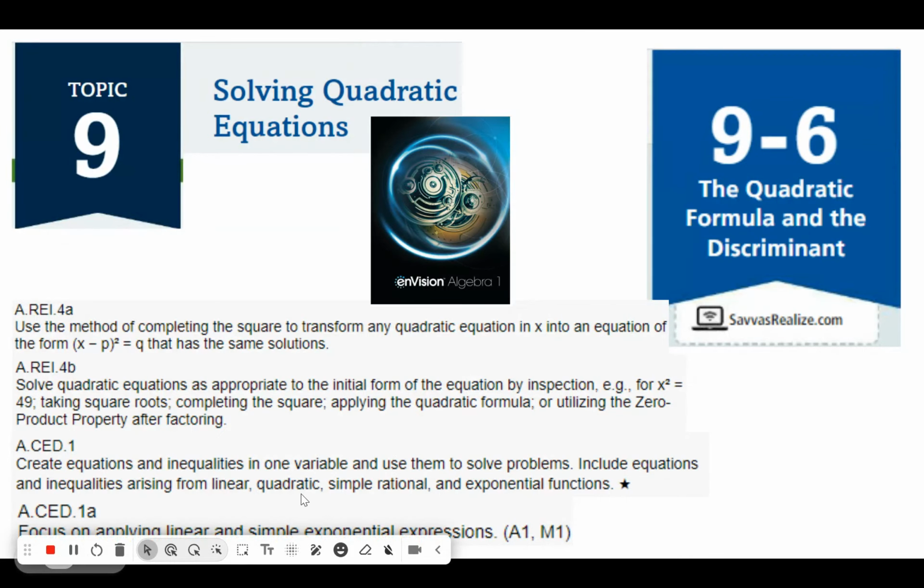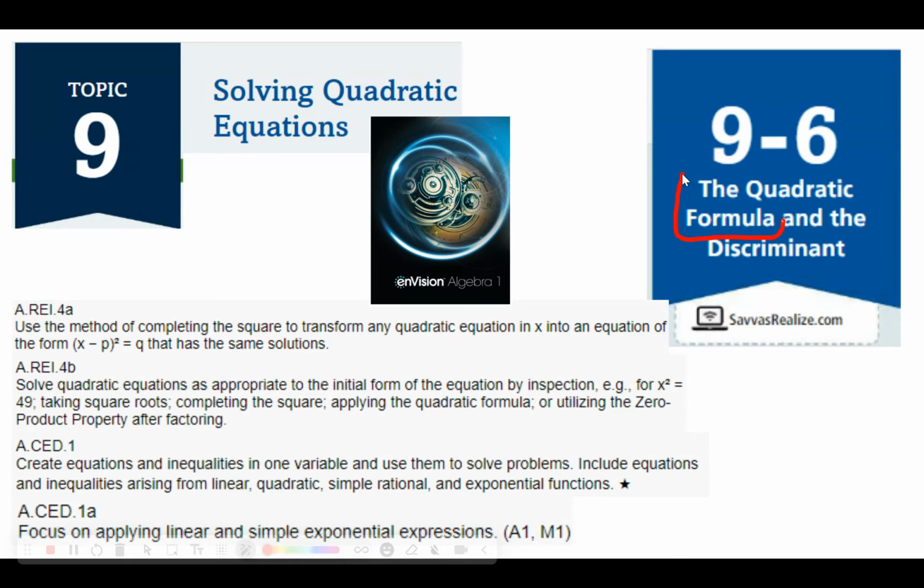I know we're kind of skipping around here in topic 9. Again, we just try to hit the important topics that you may see on the state tests, right? So we're going to focus more on what's called the quadratic formula, right? So we're not going to really discuss the discriminant here.